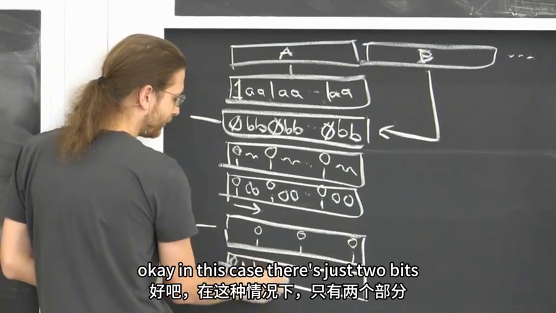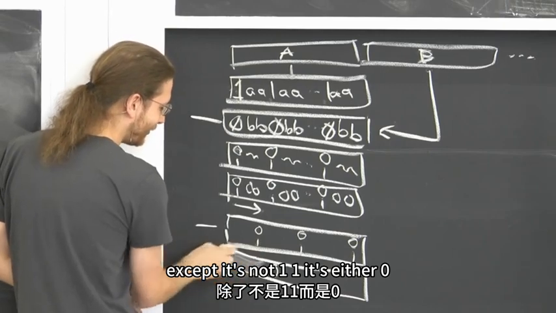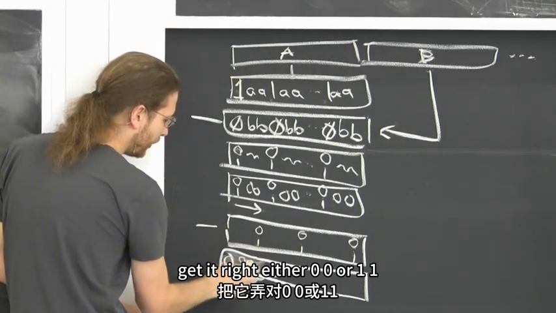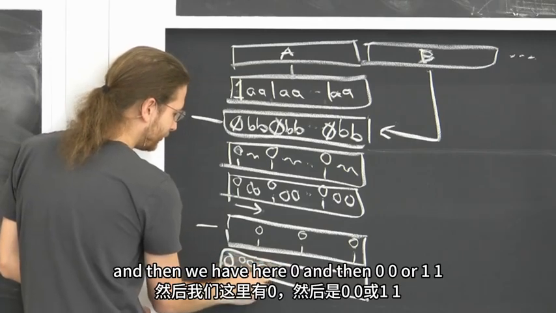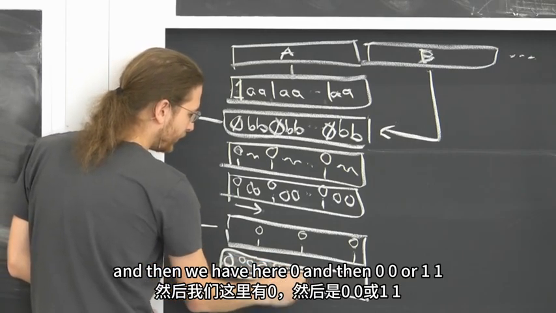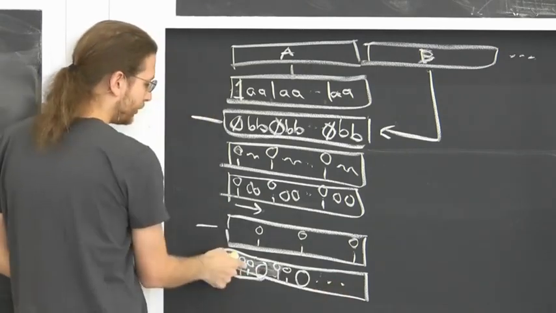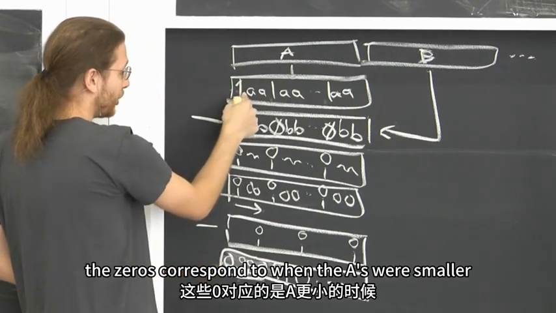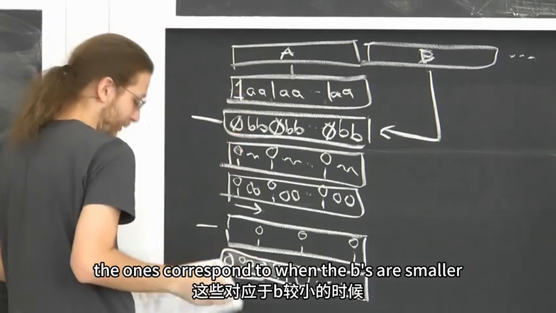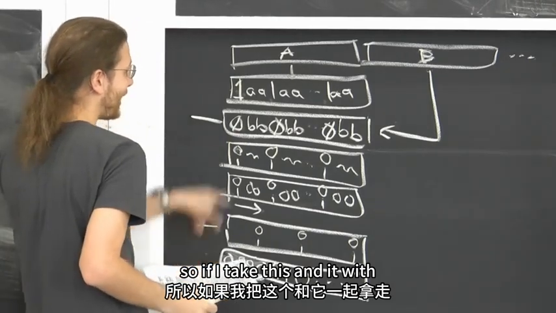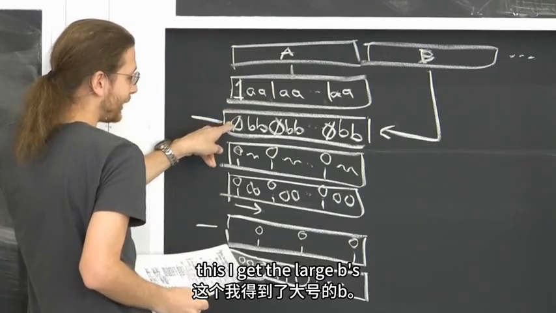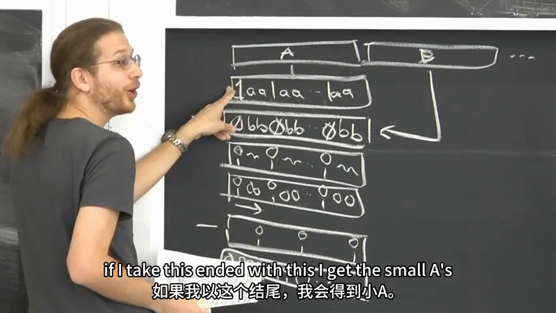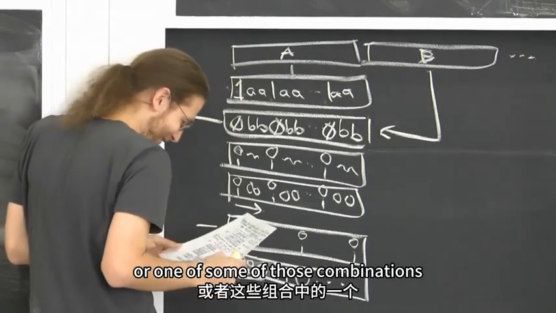Okay, in this case there's just 2 bits. Except it's not 1, 1. It's either 0, 0 or 1, 1. And then we have here 0, and then 0, 0 or 1, 1. Okay, and so on. So now these are masks. The zeros correspond to when the A's were smaller. The 1s correspond to when the B's are smaller. So if I take this ANDed with this, I get the large B's. If I take this ANDed with this, I get the small A's, or some of those combinations.